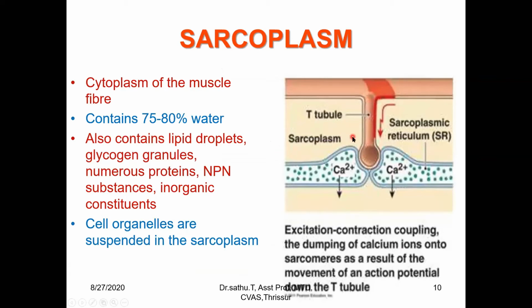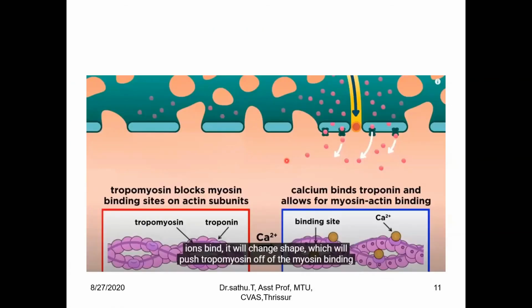Normally when it is in the resting stage, the calcium ion concentration in the sarcoplasm is around 10 to the power of -7. Once the calcium ion is released, the calcium ion concentration increases in the sarcoplasm, up to a 10 to 100-fold increase. What do we mean by 10 to 100-fold? That is, from 10 to the power of -7, it will be increased to 10 to the power of -6 or -5.